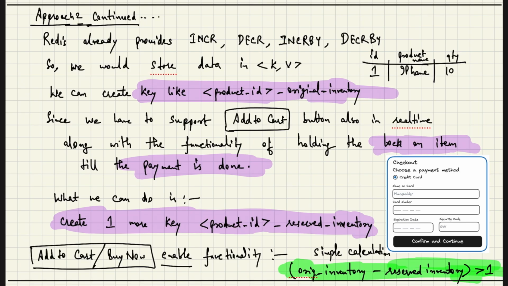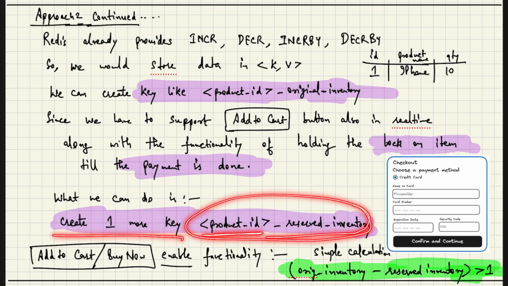Now since we have to support the add to cart button also in real time, along with the functionality of holding the lock on an item till the payment is done, this can easily be done, right? Because now we have stored the key like this. But as we discussed, we need to ensure that this particular inventory has to be reserved, blocked till the payment is done. So how can we do this optimally? We can just create one more key with the product id, and this would be a different key, product id reserved inventory.